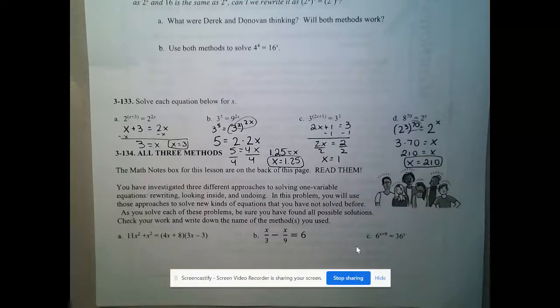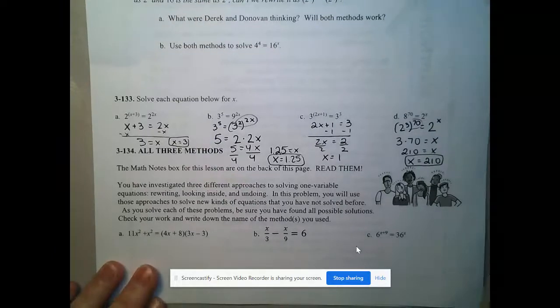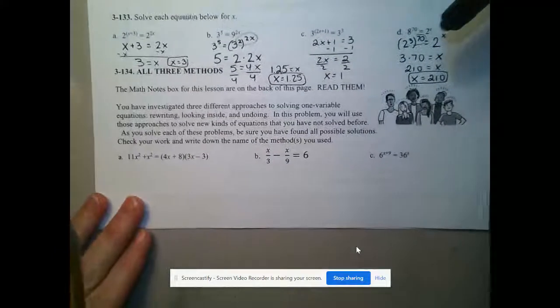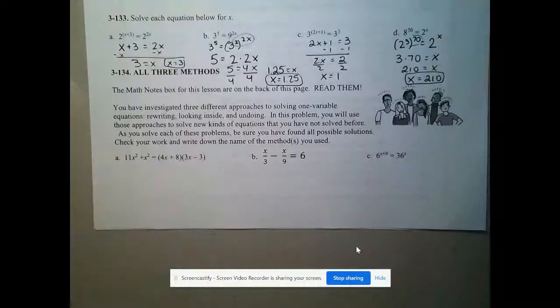Now you could check that on a calculator. You could say, does 8 to the 70th equal 2 to the 210th? My guess is your calculator is going to give you an error because that's too many digits to show for 2 to the 210th power or 8 to the 70th power.